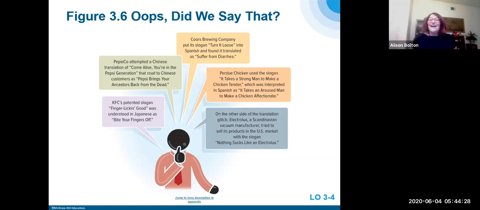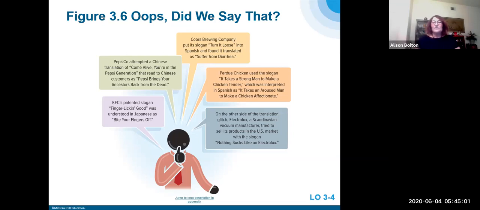And last, there was quite a glitch by Electrolux, a Scandinavian vacuum manufacturer, who was trying to sell products in the US with the slogan, nothing sucks like an Electrolux. So you've got to be very careful how we say things. Not only how we say things, but how we come across physically.